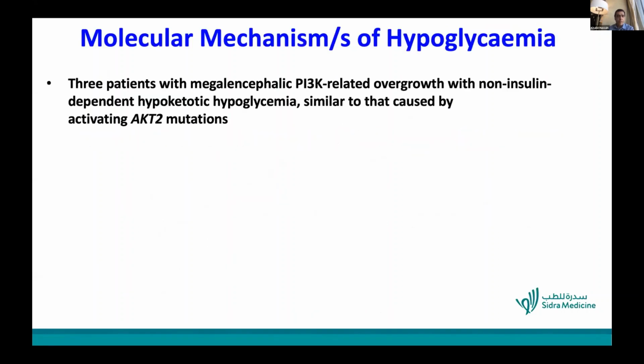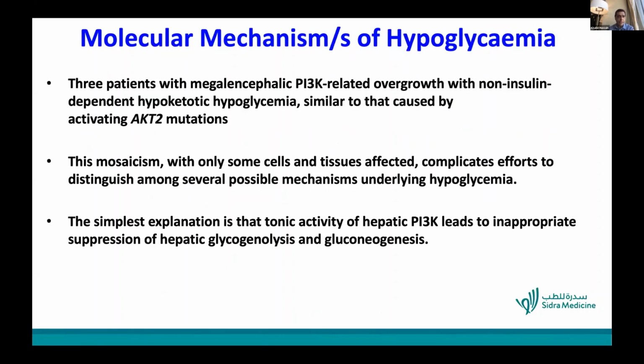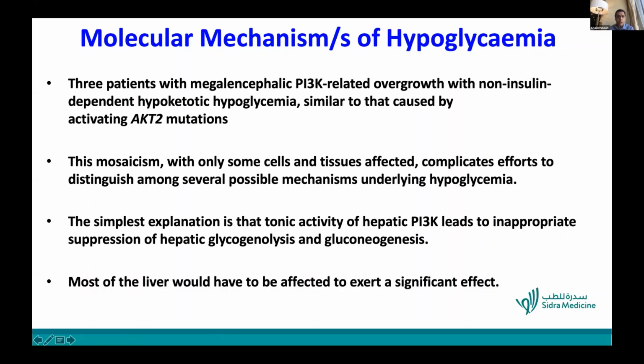So the molecular mechanism of the hypoglycemia, we think that the PI3 kinase mutation is acting upstream of AKT2 and activating AKT2 and preventing the release of fats and glucose from different tissues and allowing tissues to suck glucose up. But it may well be suppressing glycogen breakdown and gluconeogenesis as well.